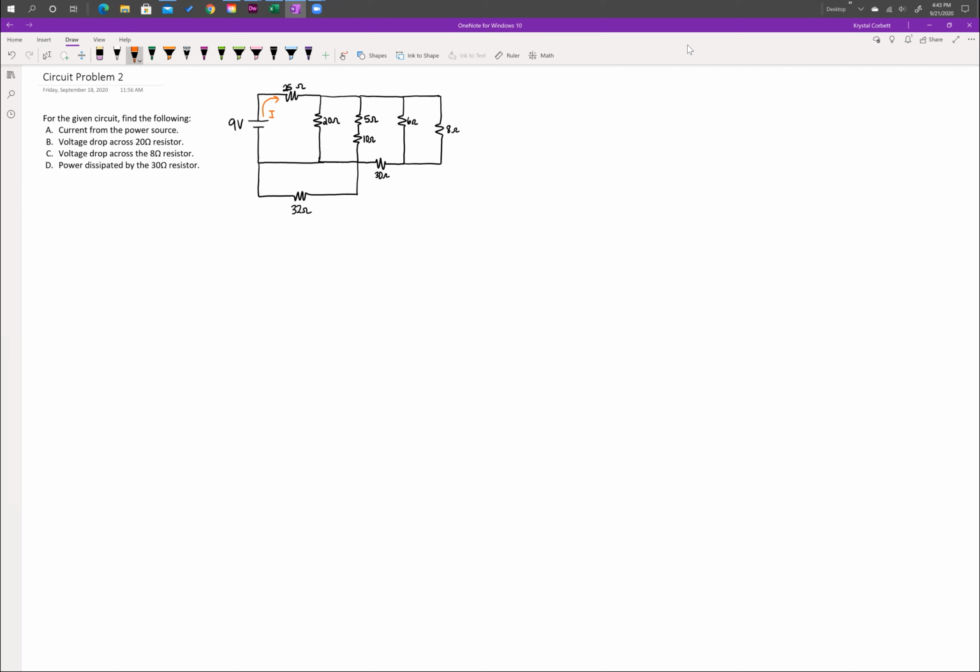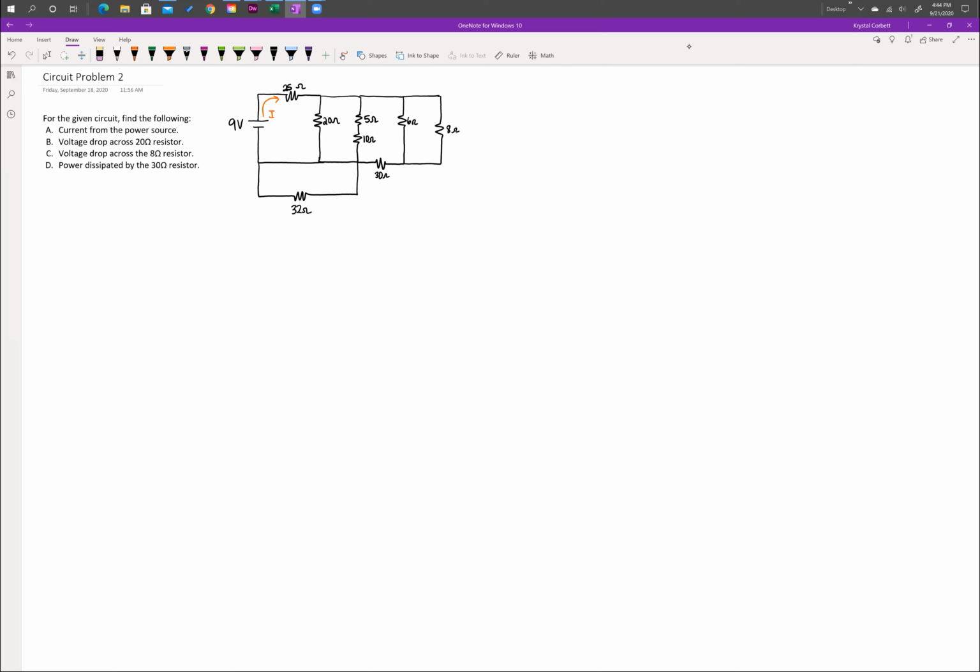In order to apply Ohm's law to find the current from the power source, we need to find the equivalent resistance for the entire circuit. In order to find the equivalent resistance, we should identify what components of the circuit are in series and what components of the circuit are in parallel with one another. To help us do that, we can identify the different nodes on the circuit.